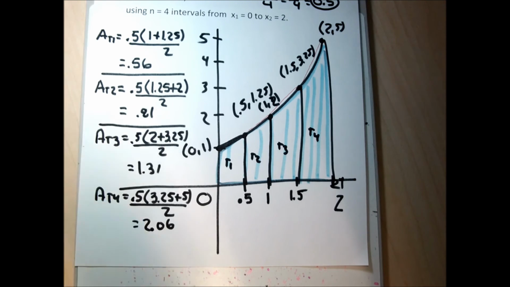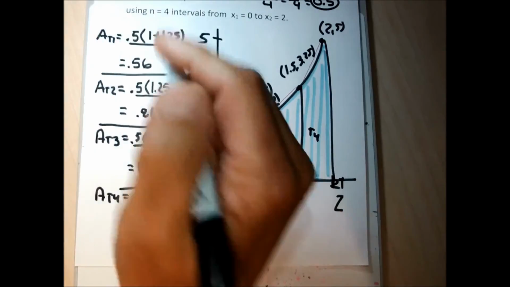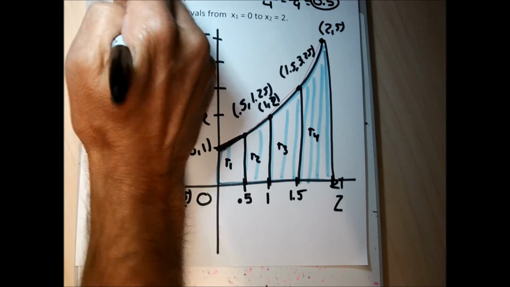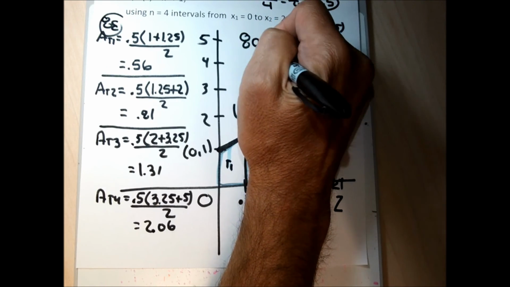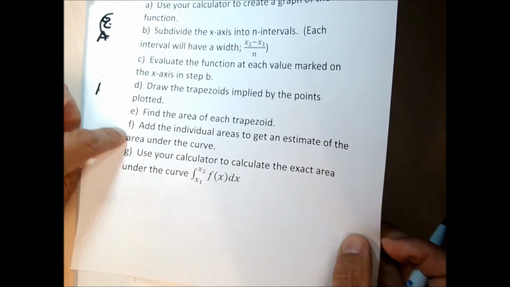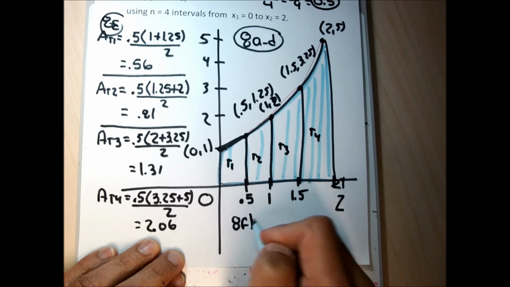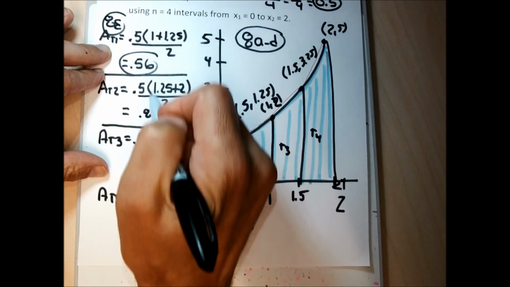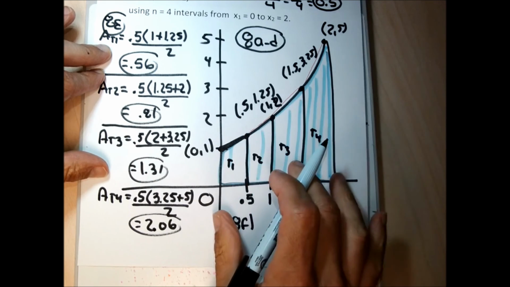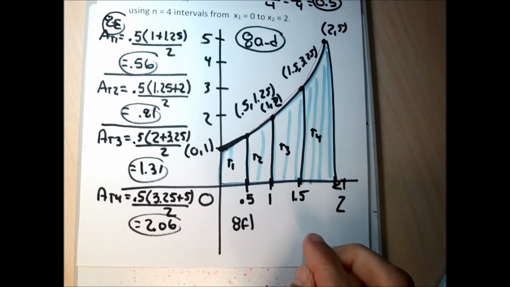All right, so that's the end of part E. So this is 8E. This is 8A through D. Now I'm moving on to 8F, add up the areas together. So for 8F, I'm just going to write an answer and not show what I'm adding together. I'm going to add up those 4 numbers, and that's going to be a number that estimates the shaded area but slightly overestimates the shaded area.